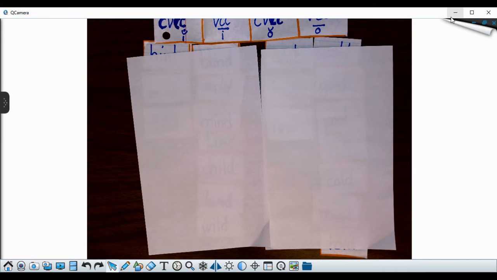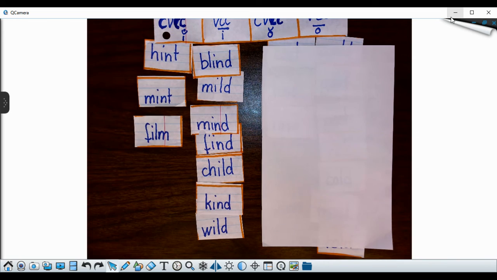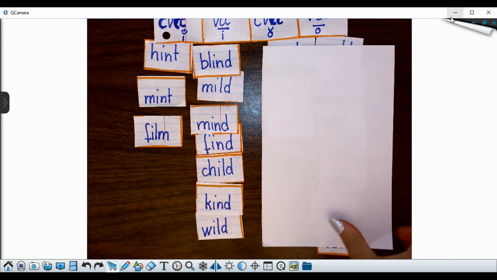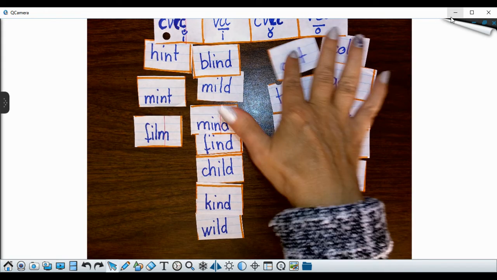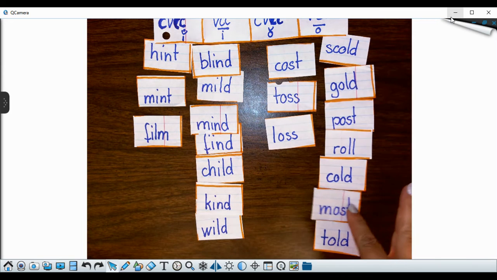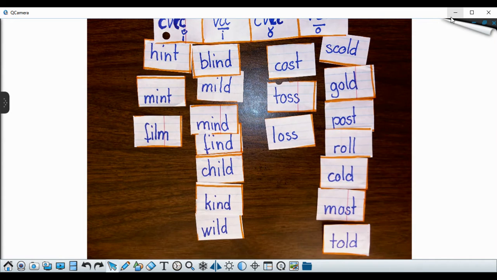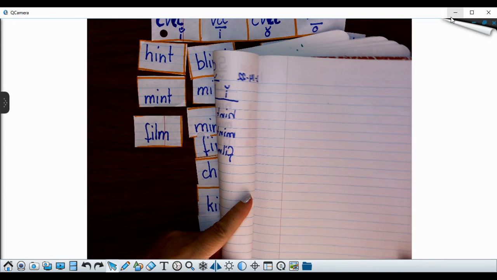All right, now that you've sorted your words, I can unveil mine. So here's my first part. And here's the second part. As you can see, let me straighten out my little words. I want you to pause the video here and check that all your words are in the correct column. All right, now that you checked, let's do it. Let's do the ABC sort.